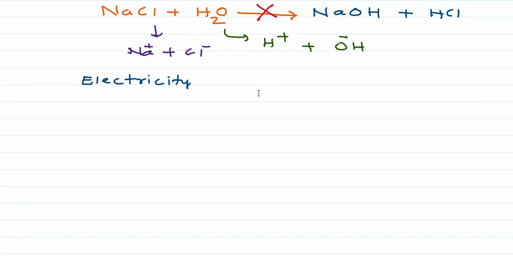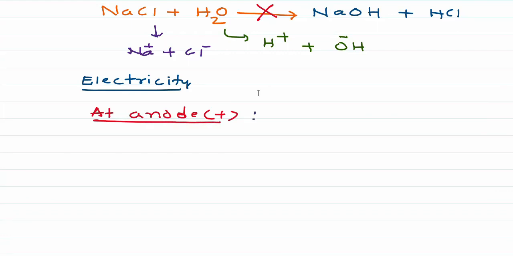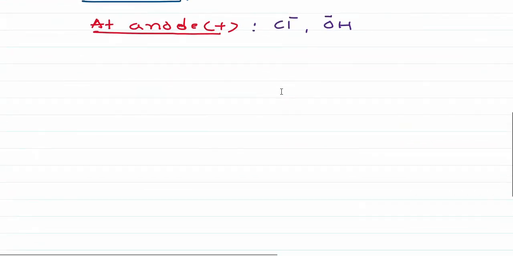When you pass electricity through the mixture, check the reaction first occurring at the anode. Here, the anode corresponds to the positive electrode. At the positive electrode, we find anions, and the ions are Cl- and OH-. Now there is a competition between Cl- and OH-. For oxidation, always remember at the anode there is oxidation.